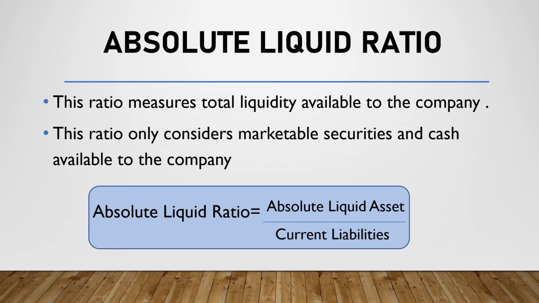The third one is the absolute liquid ratio. This ratio measures total liquidity available in the company. It only considers marketable securities and cash available to the company. The absolute liquid ratio is calculated by absolute liquid assets divided by current liabilities.